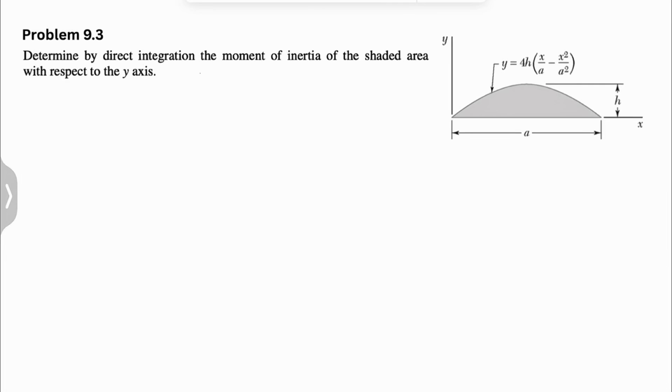Alright guys, welcome back. We're going to be solving another question about area moment of inertia from the 9th chapter of Vector Mechanics for Engineers. And we need to determine by direct integration the moment of inertia of the shaded area with respect to the y-axis. So as we talked about in the previous videos, the moment of inertia with respect to the y-axis would be the integral of x squared dA.